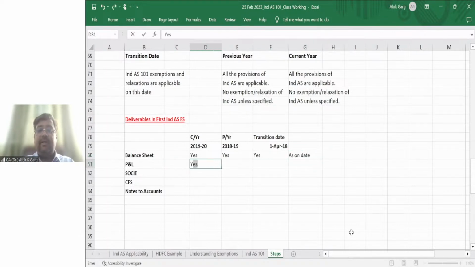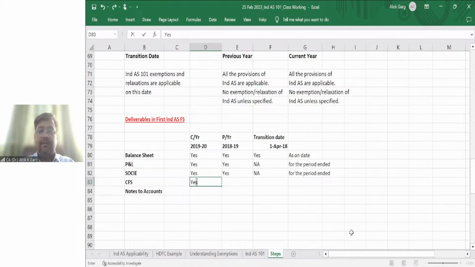P&L: whether current year P&L is required, yes. Previous year P&L, yes. There is no transition date P&L, not applicable. Why? It is for the period ended. Statement of changes in equity: current year, yes. Previous year, yes. Transition date not applicable. Why? Because this statement of changes in equity is also for the period ended.